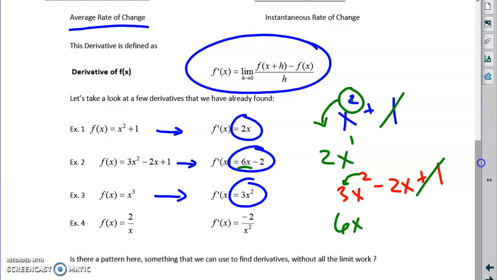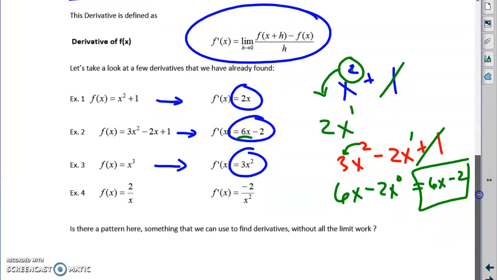Sure enough, that x would be a 1. 2 times negative 1, 1 times negative 2 is negative 2. 1 minus 1 is 0. But x to the 0 is just 1. 6x minus 2. Hey, we're on to something. Let's do our last one. X to the third. Bring it down front. 3. Subtract 1. X squared. Bingo. Okay, we'll come back to this fractional one in a minute because it's important as well.